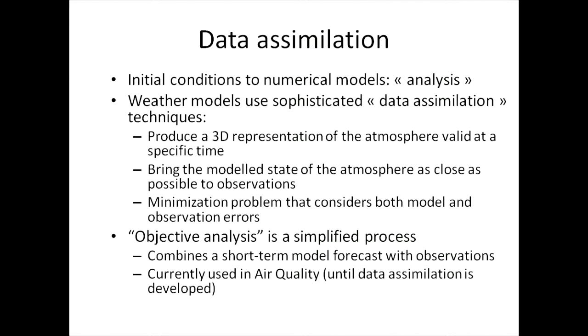What we can do, and this is very CPU intensive, so we're doing it for the weather, and so far we're not doing it for air quality yet, but we can produce what we call objective analysis, which uses a similar approach, but without the minimization. So we're combining a short-term model forecast with observations. So let's say a 6-hour forecast that was done 6 hours ago with observations of surface air quality right now, and through that we produce an estimate of the current status of the air quality at the surface everywhere.